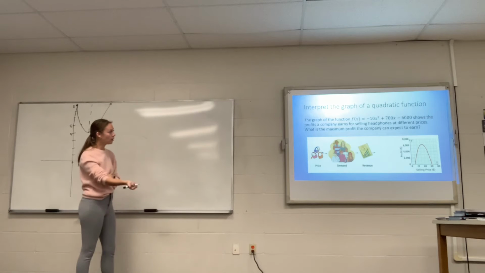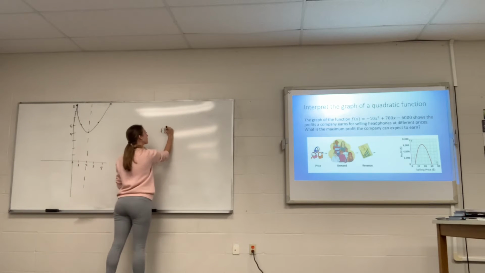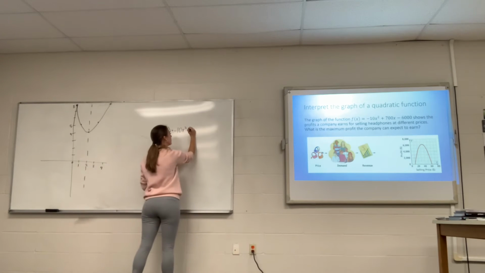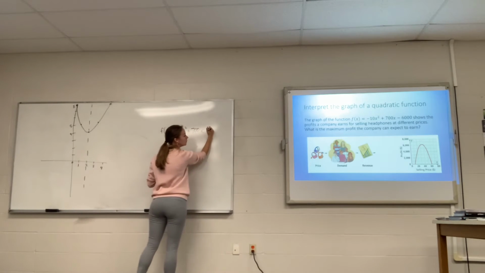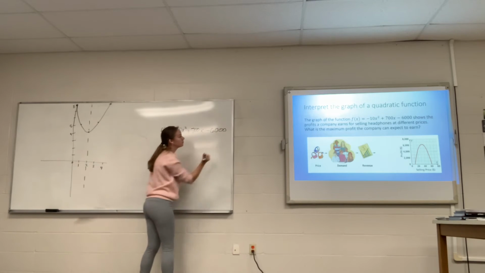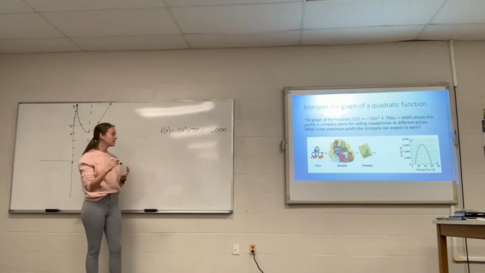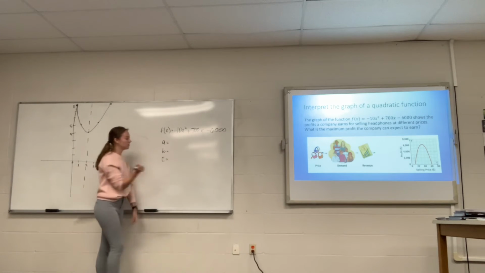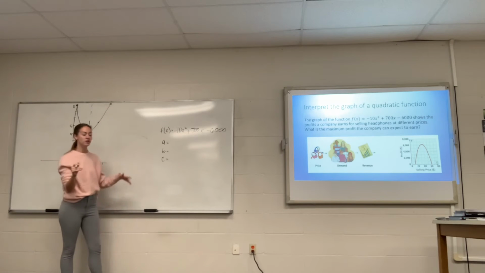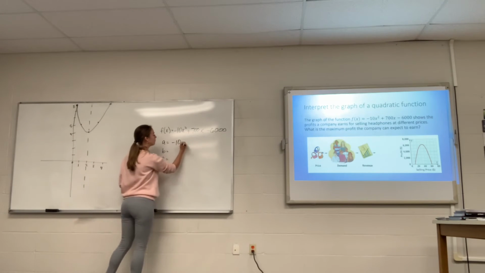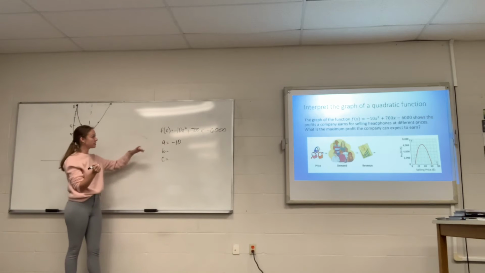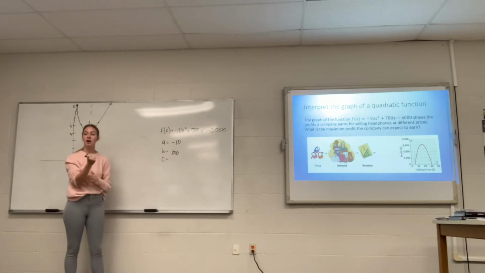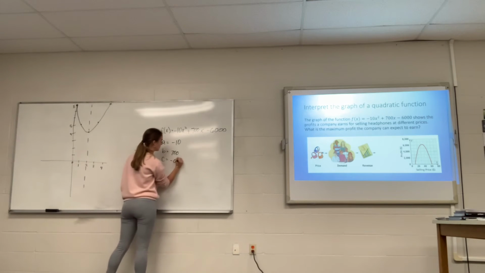Okay, so my equation: f of x is equal to negative 10x squared plus 700x minus 6,000. My a value is what's attached to my x squared, so my a is negative 10. My b is what's attached to my x, so it's 700. And my c is my constant, so it's negative 6,000.